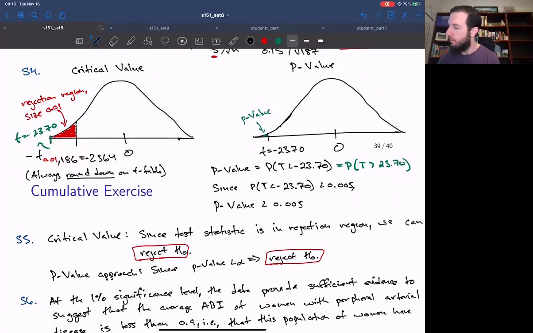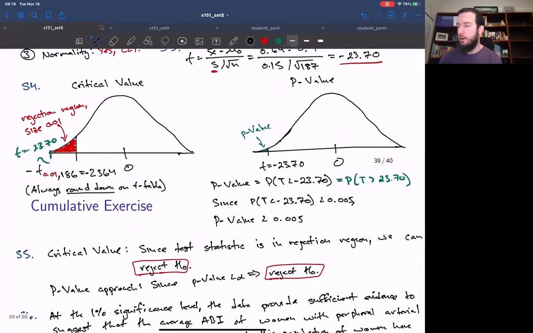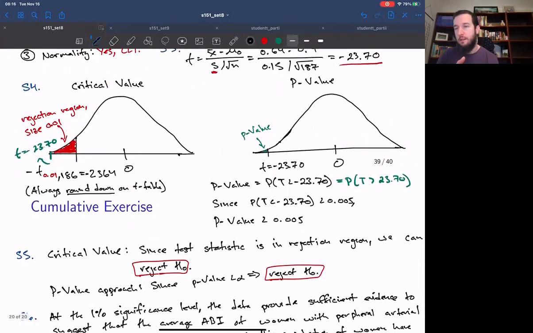Okay, so the critical value and the p-value approach, as per the question that was just asked, are always going to agree. In this case, we can say we're going to reject because the test statistic is inside the rejection region. So that's based off the critical value approach. Or we can say we're going to reject because the p-value is less than alpha, which is the significance level.